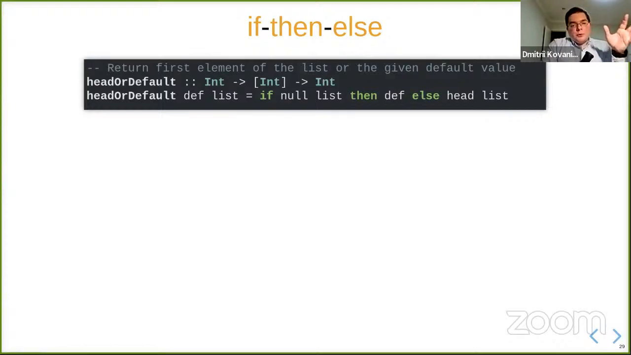So the function head or default takes an int, the default value itself. It takes a list of ints and it returns an int. And it should return either the head of the list or the default element. And we give names. So of course, the default element is called def, and the list is list.